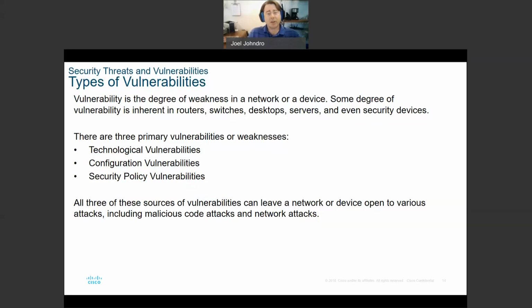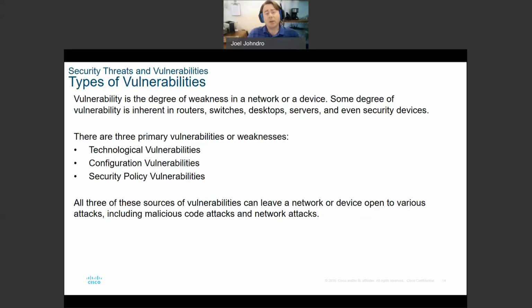The last one is security policy vulnerabilities. That's where you start to run into examples where, in a company, if you have a networking department that is understaffed and they don't have enough people in place to properly maintain the network, that would be a security policy vulnerability. Companies that don't have any plans in place for disaster recovery, if they don't have a security policy in place, those would be security policy vulnerabilities.